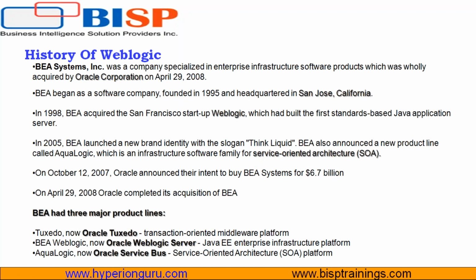So it was all owned by BEA earlier. But in October 2007, Oracle had plans to buy it, and they offered $6.7 billion to buy BEA Systems. In April 2008, that deal was completed, and it was bought by Oracle. There were three main products of BEA: Tuxedo, BEA WebLogic, and BEA AquaLogic, popularly known today as Oracle Tuxedo, Oracle WebLogic Server, and Oracle Service Bus. In this session we'll be discussing Oracle WebLogic Server. This is just a bit of history so that we know where WebLogic came from.